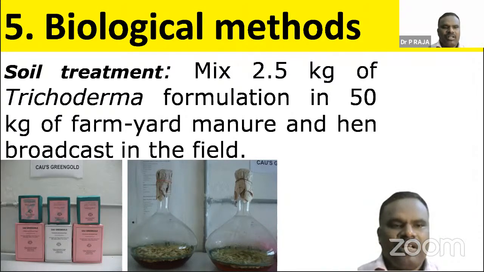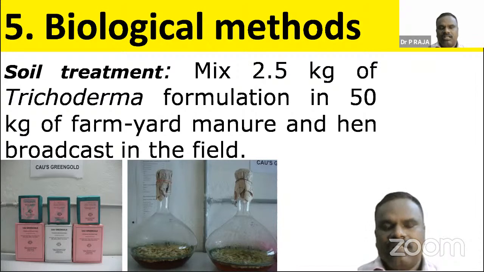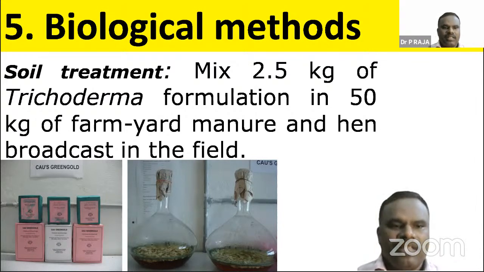The same methodology which I said earlier: for seed treatment, mix 5 gram of Trichoderma or Pseudomonas putida with 1 kg of seeds, add a little bit of water and stir it well, then dry it under the shade, and you can take up the sowing the next day. Whereas in the soil application, mix 2.5 kg of Trichoderma formulation in 50 kg of farmyard manure, mix it well, and then apply it in the soil. It can kill most of the pathogens in the soil. So with this we can manage the soil-borne pathogens.